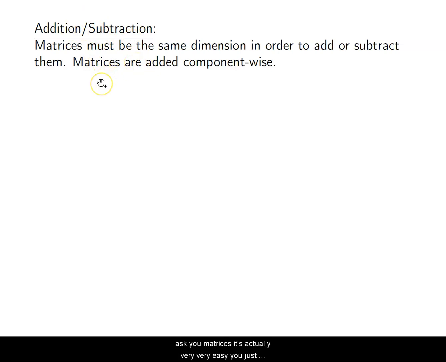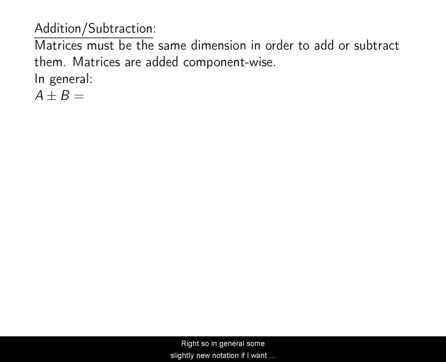So if you want to add two matrices, it's actually very, very easy. You're just adding the components together, right? So the elements in the upper right corners of both matrices add together. The elements in the third row, second column add together, right? So each component adds with its pair in the other matrix that you are using to add together, right?